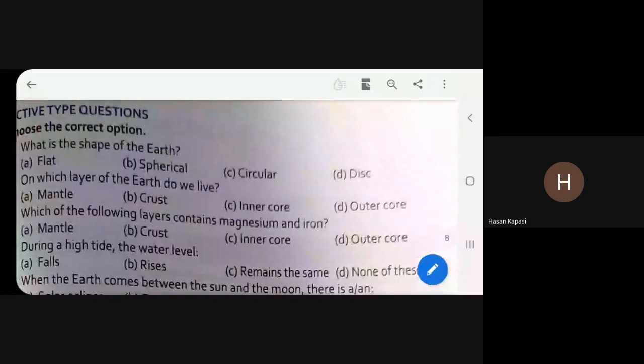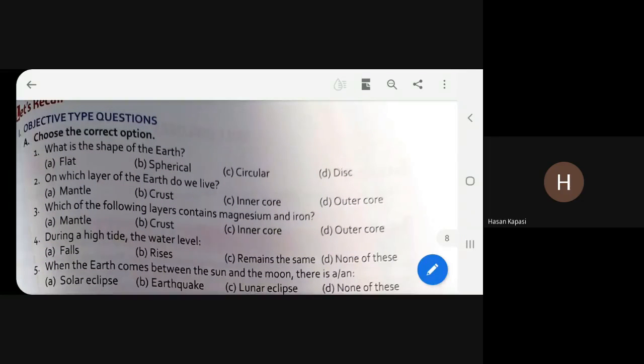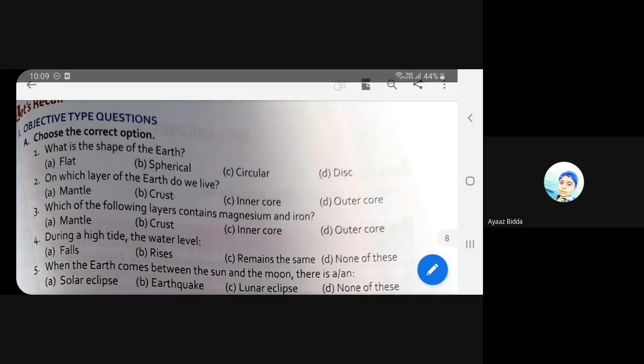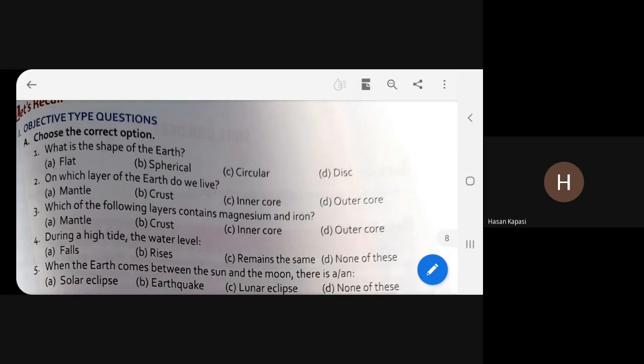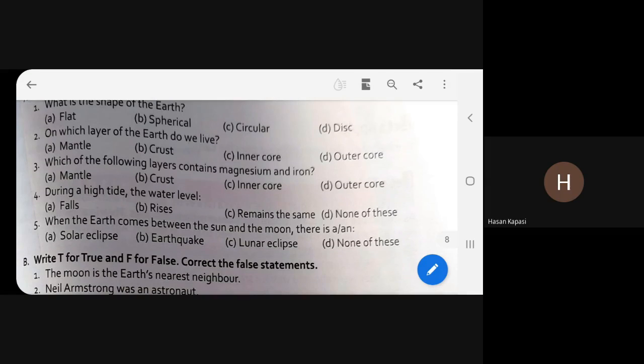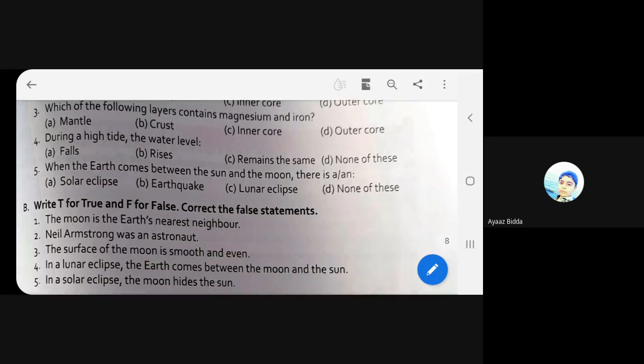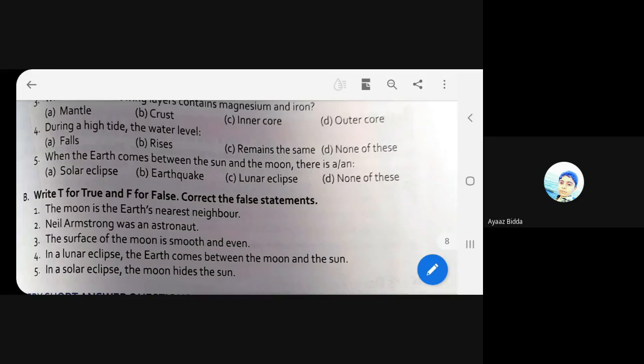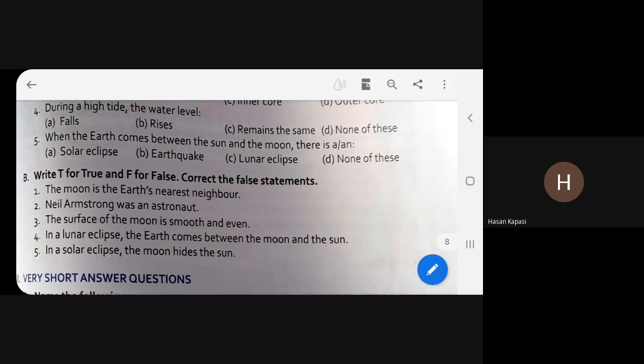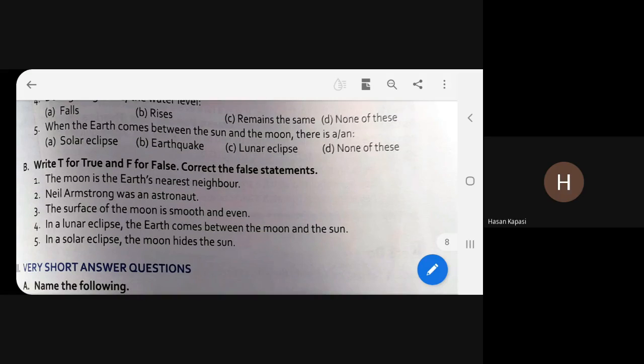Now, the shape of the earth is spherical. Very good. We live on the crust. Earth crust. Very nice. Then, which layer contains magnesium and iron? Mantle. Yes, mantle. Very good. During high tide, what happens to the water level? Water rises. Very good. You people have become very intelligent, beta.